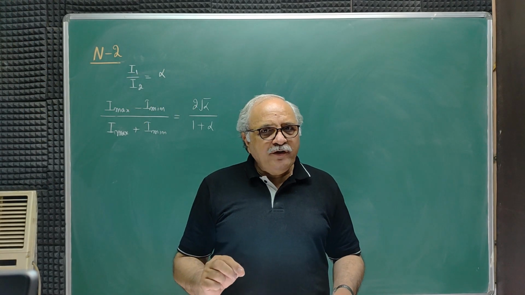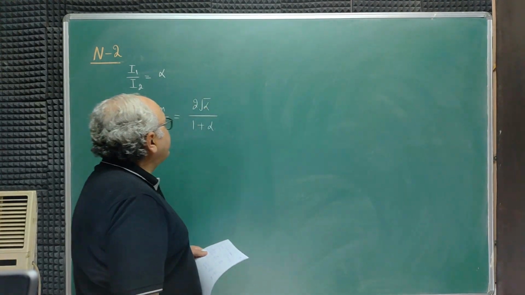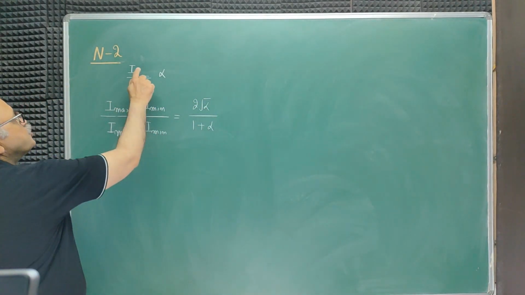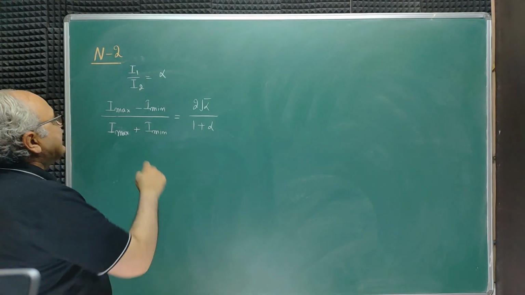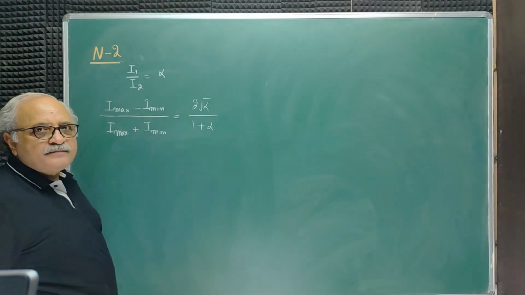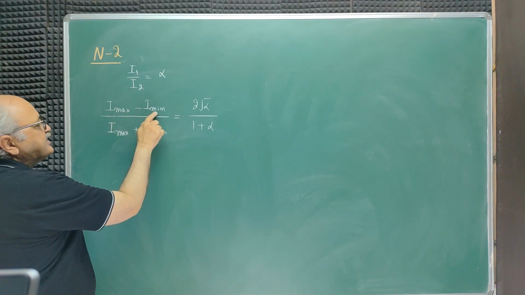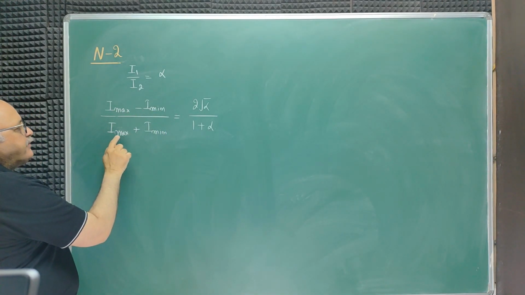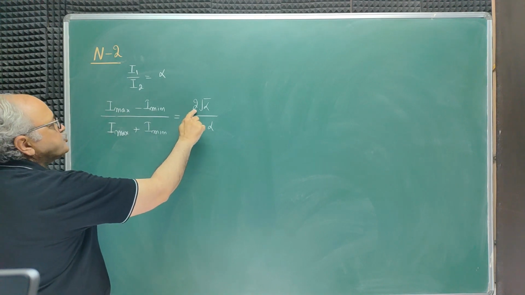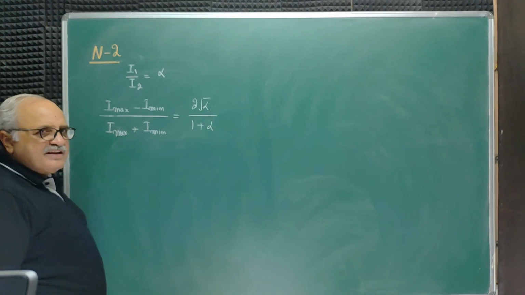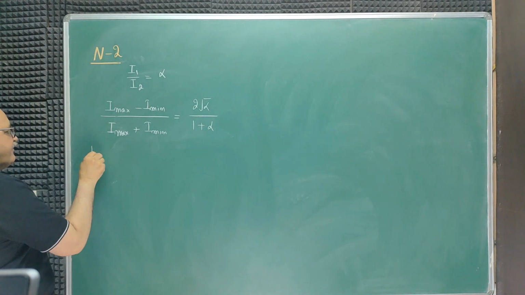So let's take the second numerical. In this numerical, it is given to us that the two interfering waves have an intensity ratio of alpha. And we are asked to show that (I maximum minus I minimum) divided by (I maximum plus I minimum) is 2 under root alpha divided by (1 plus alpha).